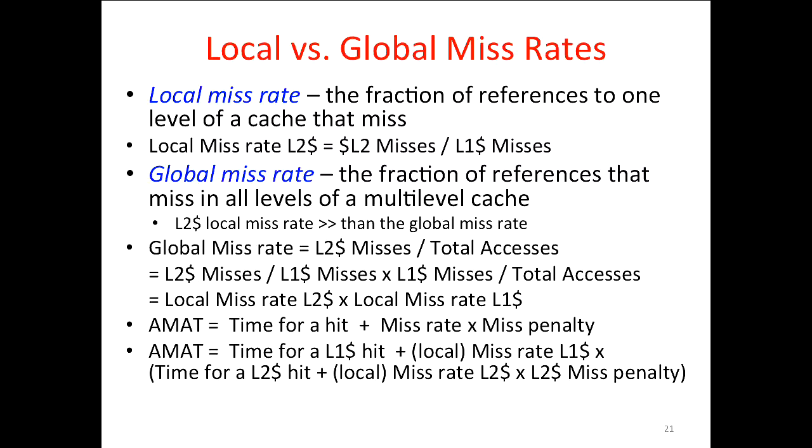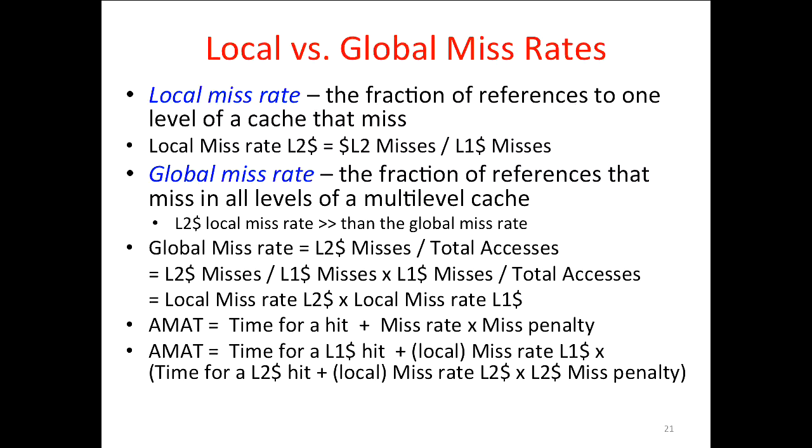You still always initially think about it as time for a hit plus miss rate times miss penalty. So for level one, you still have to always pay the time for a level one hit. Then think about the level one miss rate and the level one miss penalty. Well, the level one miss rate is the local miss rate. The miss penalty, though, is now this expression, right? So the miss penalty for level one depends on level two, and the average memory access time for level two will give you the miss penalty for level one, right?